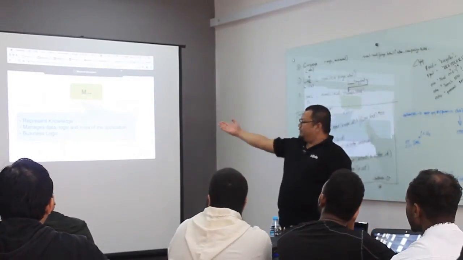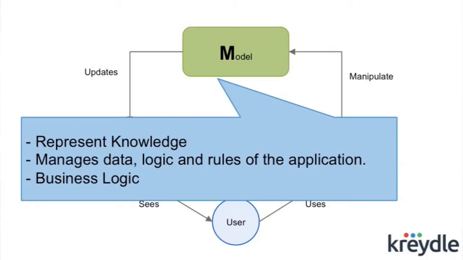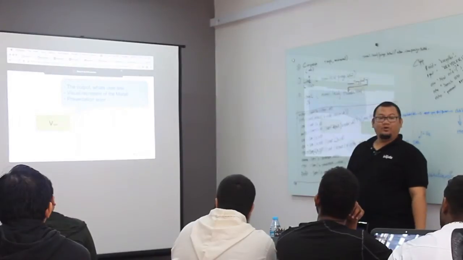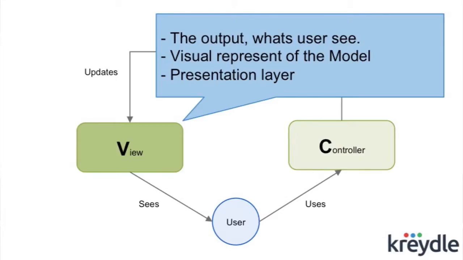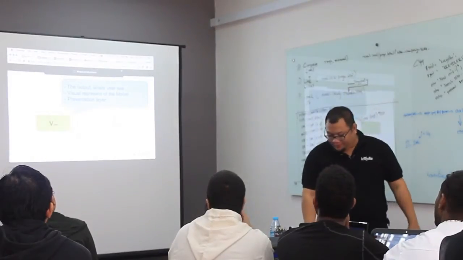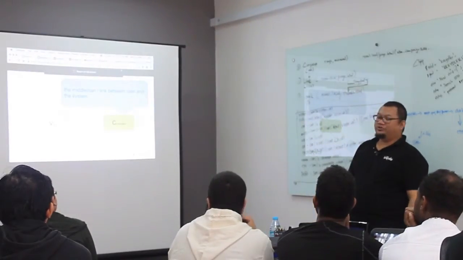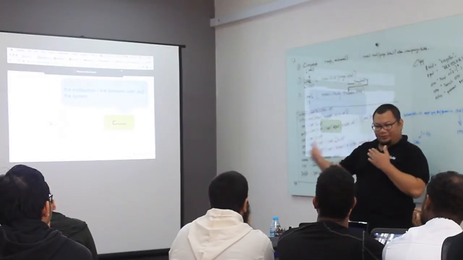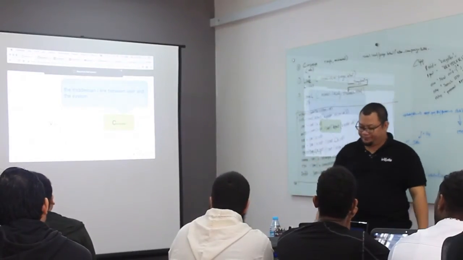Okay, the model is to represent our knowledge, manage data, logic, and rules of our application, or we can call it business logic. So we put our business logic inside the model. And then V is for view, the output that the user sees. Let's say you open a website, type Kreydle.com or Google.com, you see something, that one is the view. And there is one more, the controller. The controller is the middleman. Let's say you type something in the URL, before it returns the view, that process is taken by the controller.